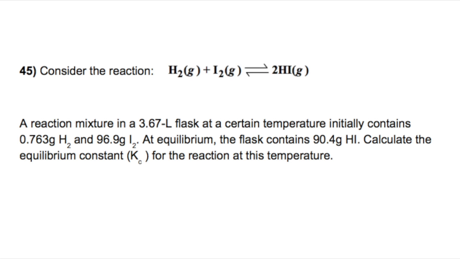Problem 45 is as follows. It first gives us an equation involving all gaseous species, and then gives us the volume of the entire container and the individual gram values of the components. However, the gram value of the product is given at the equilibrium value. The goal of this problem is to find what the equilibrium constant is.